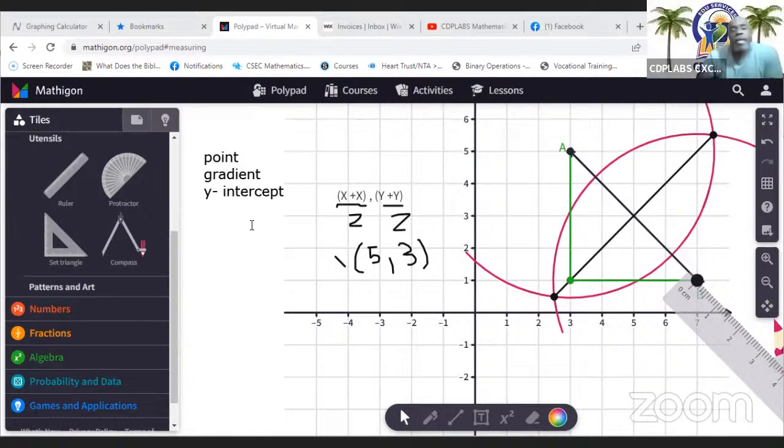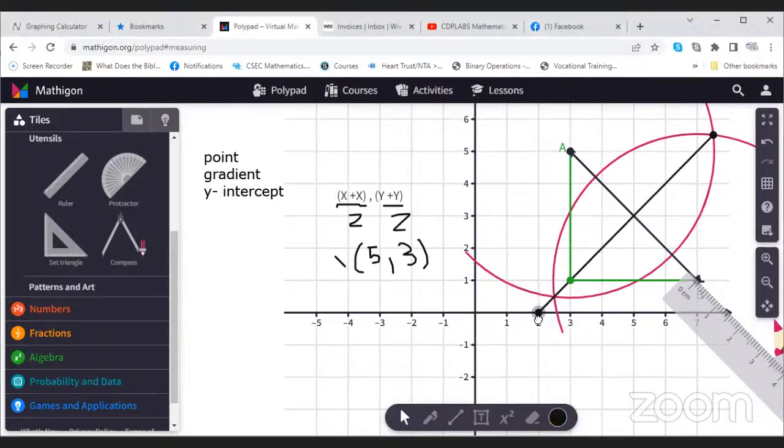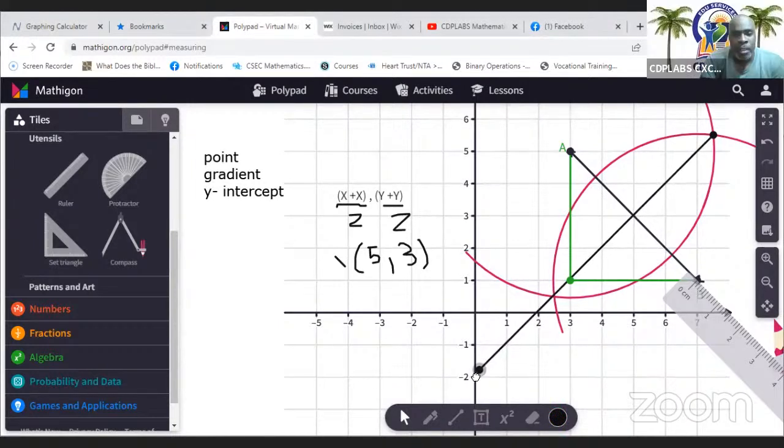Yes. All right. So you can easily find that by doing what? Extending the line. We can easily find it by extending this line until it cuts across. So we keep it straight. So it cuts across, approximately at 2. Right there. So we already have the y-intercept, which is -2. You follow now?